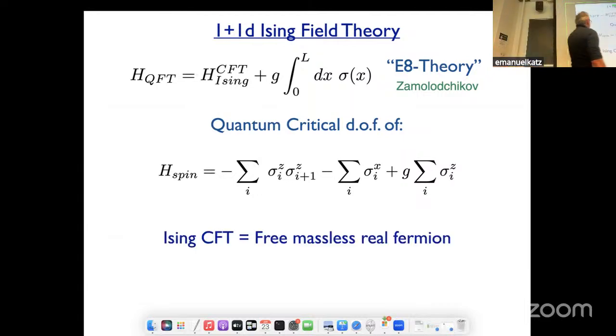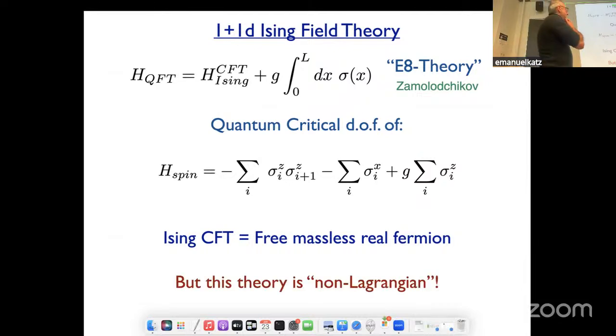Of course, the Ising CFT is nothing but a free massless real fermion. But what's interesting about this theory, I think, is that in some sense it's non-Lagrangian, in the sense that this sigma operator is quite complicated in terms of the fermionic fields, right? It's not a simple operator that you can describe in terms of the fermionic degrees of freedom. In particular, in this theory, the fermionic field doesn't obey some simple equation of motion.